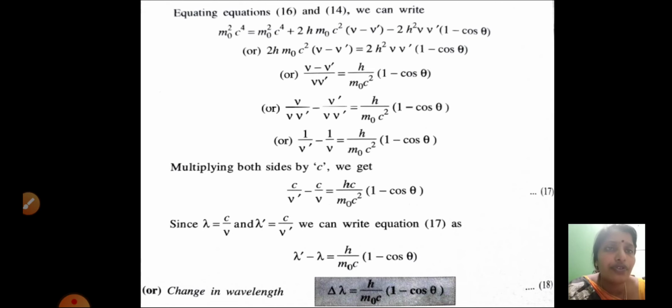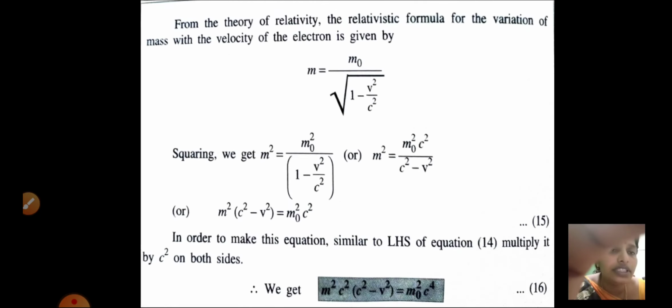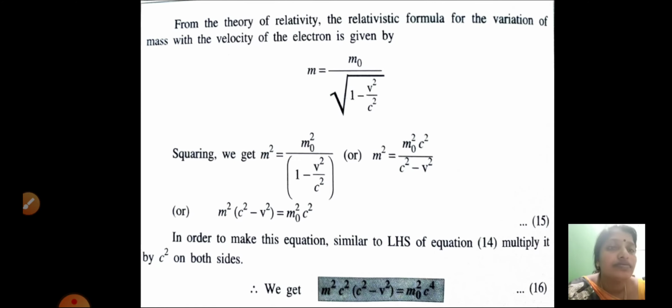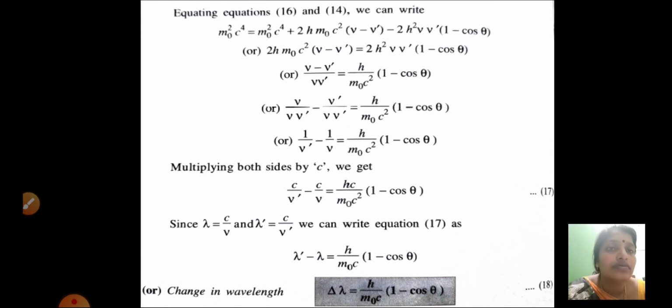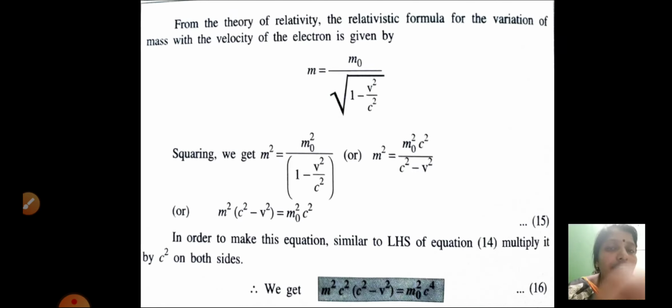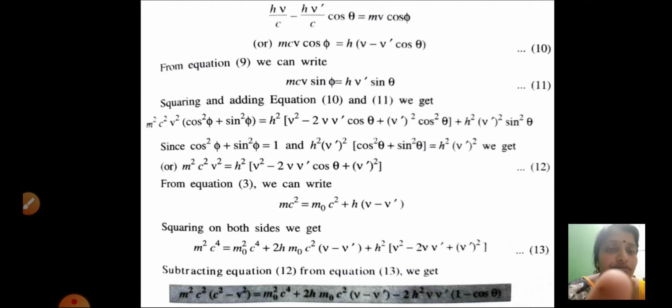m naught squared c to the power 4 in the 16th equation, and in the 14th equation, m squared c squared minus, m naught squared c to the power 4 here, plus 2h m naught c squared into nu minus nu dash minus 2h squared nu dash into 1 minus cos theta. We have to simplify this term, m naught c to the power 4. We have to substitute this remaining term.